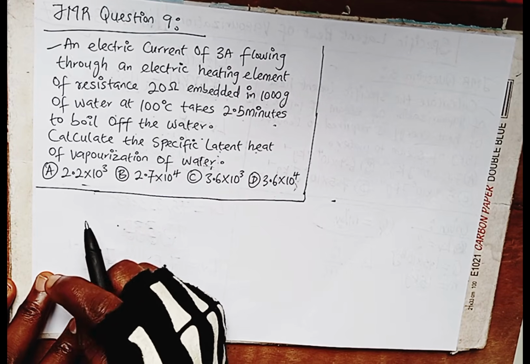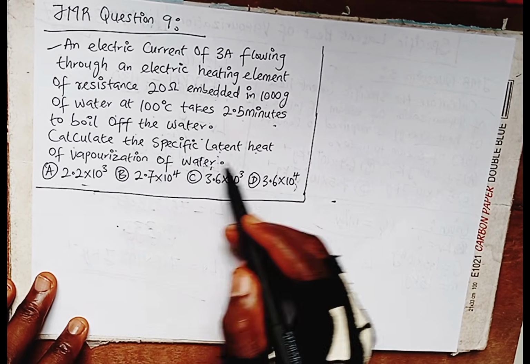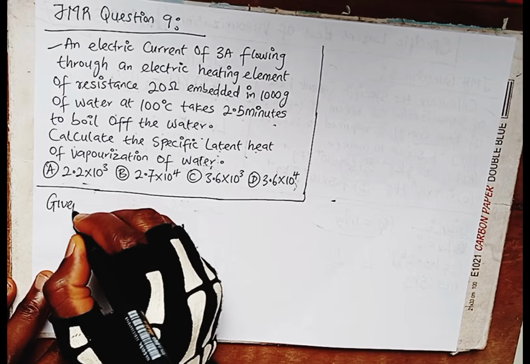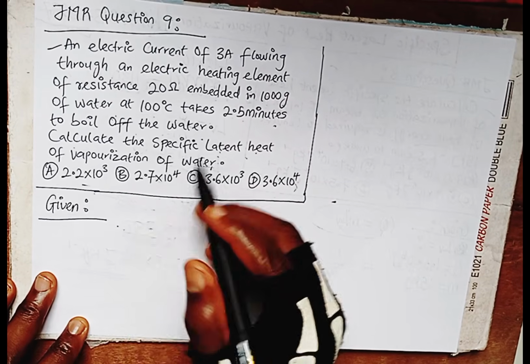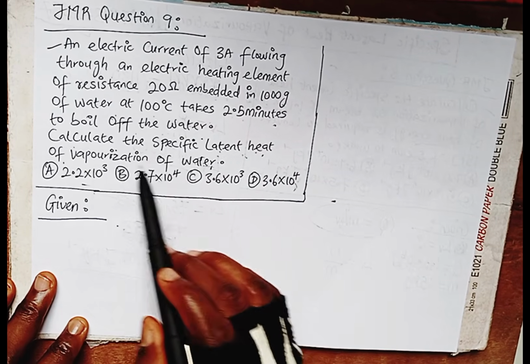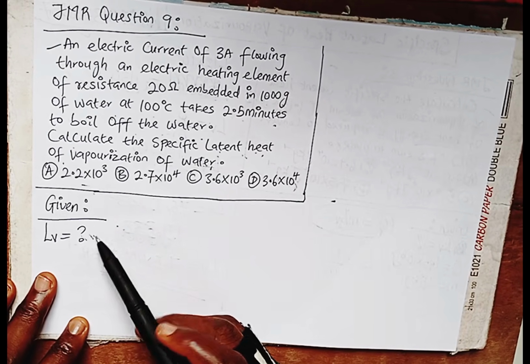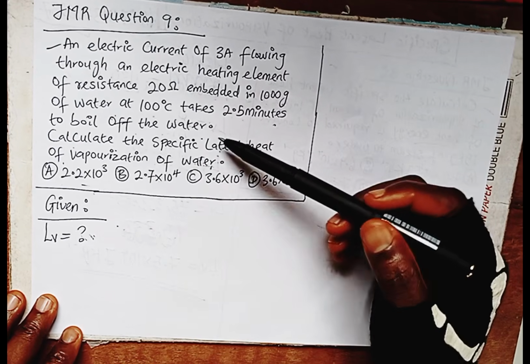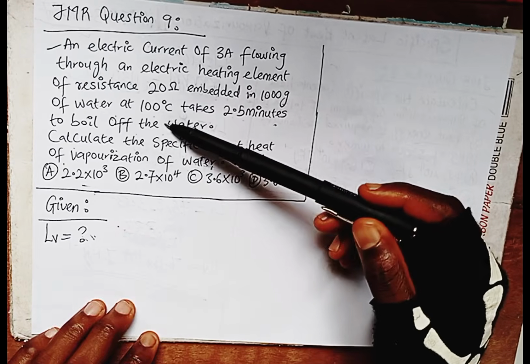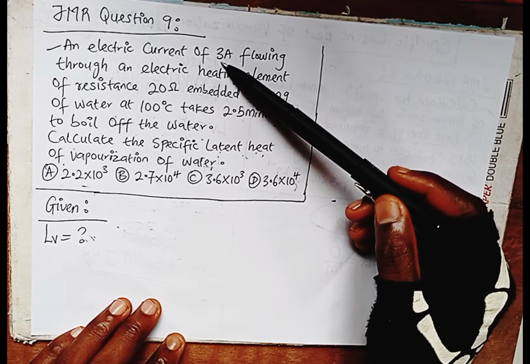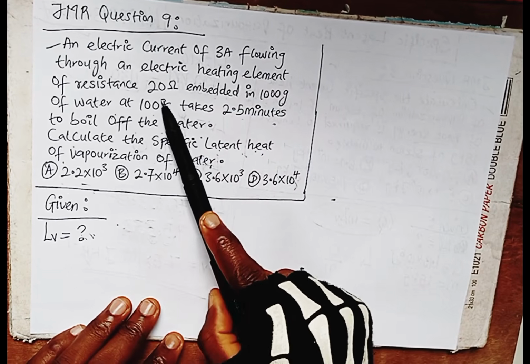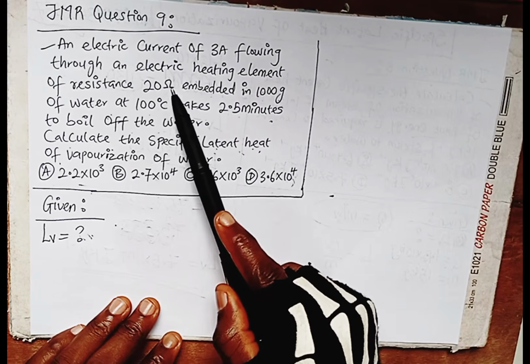All right. So we write out what we were asked to find. So we write given. We were told to calculate the specific latent heat of vaporization. That's LV is equal to question mark. Now when you look at this question, they gave us current here, 3 amps. They gave us resistance, 20 ohms.